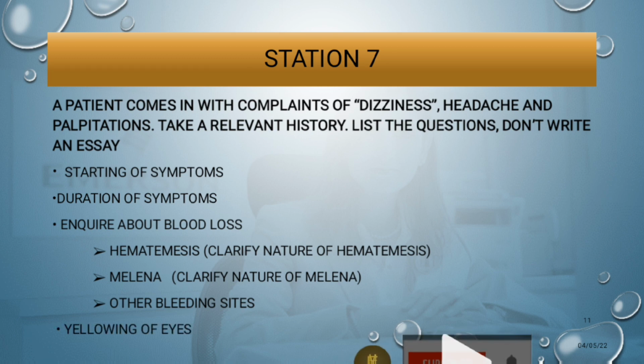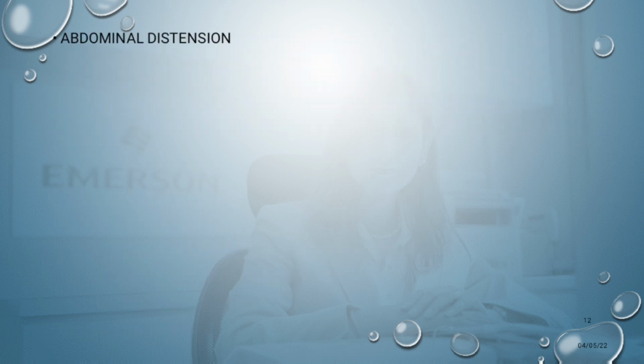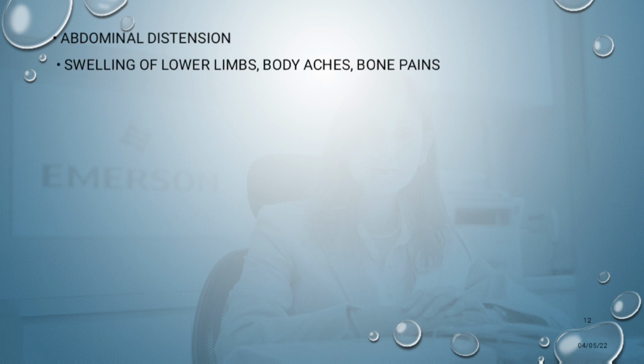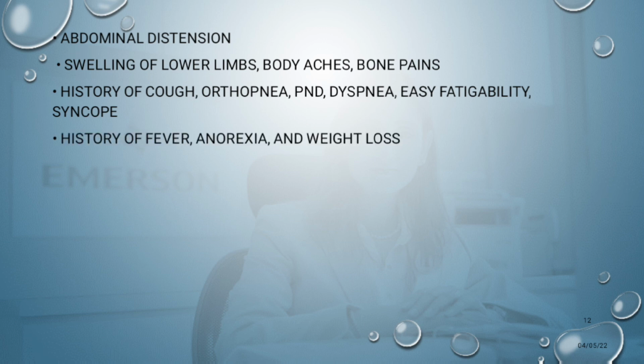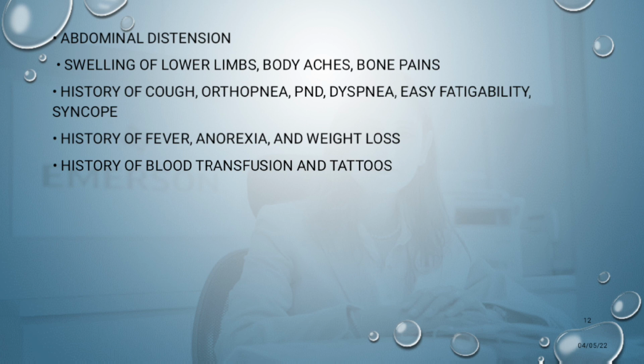You ask the questions. Okay, you ask for any yellowing of eyes. After that, you can ask for any abdominal distension. You can ask for any swelling of lower limbs, body aches and bone pains, any history of cough, orthopnea, PND, fatigability, syncope, even body hotness. You can even ask about history of fever, anorexia, and weight loss. Okay, is there any history of blood transfusion and history of tattoos?